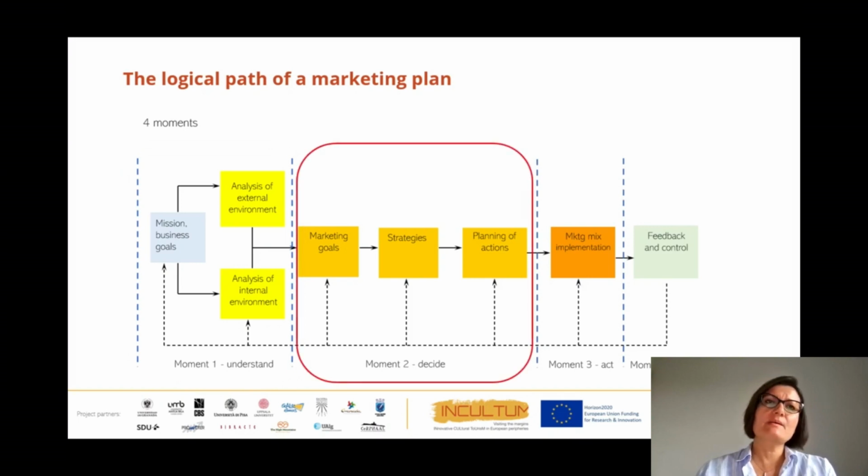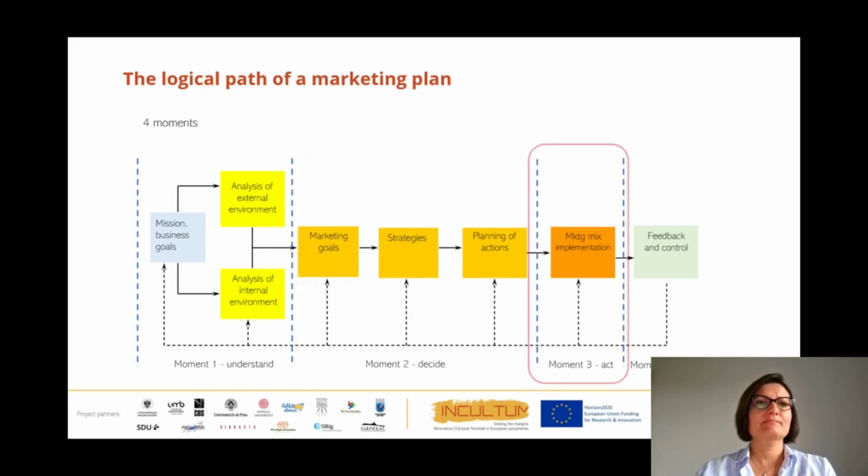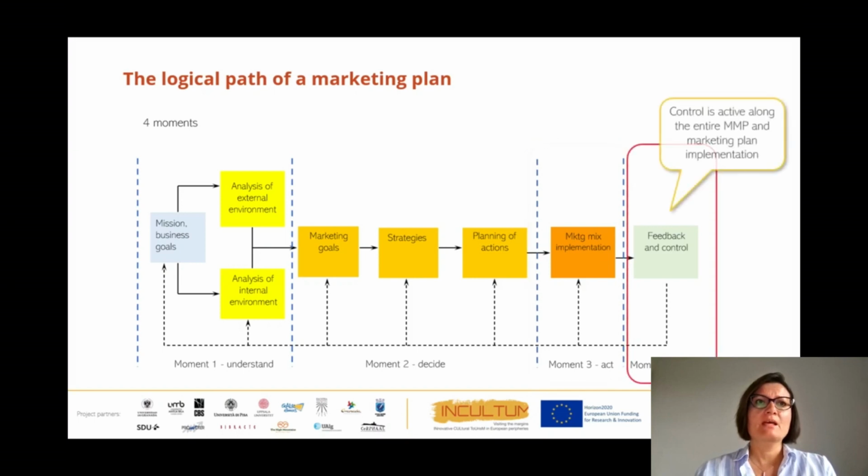A second moment is about strategy. The keyword in this case is decide. In this section of the document, we will have contents related to the specific objectives of the project, the strategy we want to follow to reach them, and the presentation of the work plan. A third moment is the operational one. The keyword is take action. In this section of the marketing plan, we will have all the details about the marketing mix, so the characteristics of our offer. A fourth moment is one about control.